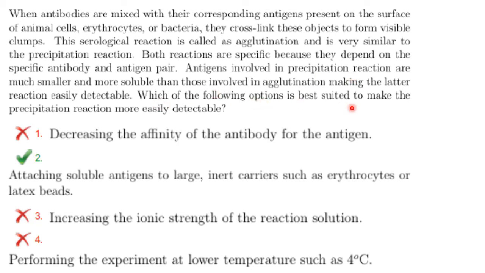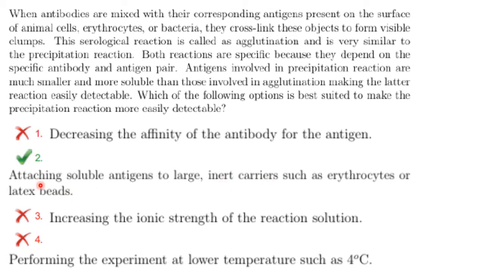Now, which of the following options is best suited to make the precipitation reaction more easily detectable? Now, why is the precipitation reaction not easily detectable? Because antigens involved in the precipitation reaction are much smaller and more soluble than those involved in the agglutination reaction. So what we have to do, we should take some carriers which will facilitate the visualization. So large particle size carriers will facilitate the visualization of the antigen antibody reaction, and this includes attaching soluble antigen to large inert carriers. Inert carriers in the sense they will not favor antibody binding to the carriers.